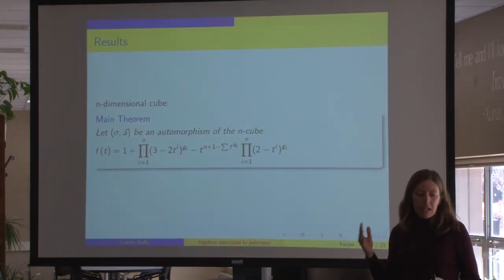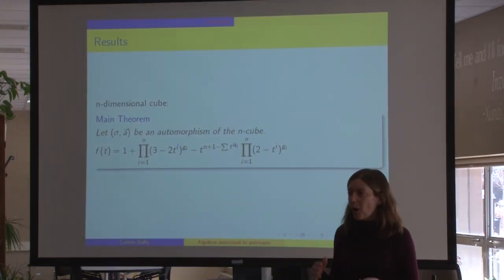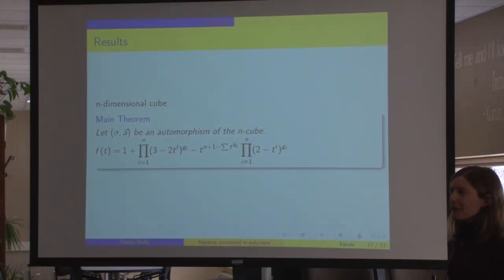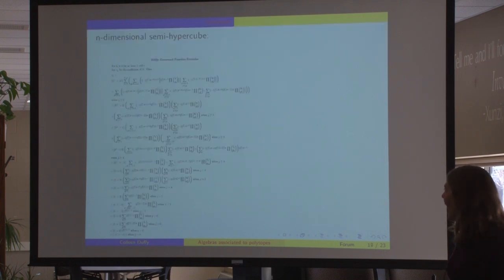And so just to give you an idea of the results that they're getting, this is the part of the talk where maybe only the experts understand, or maybe just I understand. So this was for the cube. That is that f of t function. It's pretty, though. It has these 3 minus 2t terms and these 2 minus t terms. And then the next one maybe is not quite as pretty. For the semi-hypercube, remember I said it was kind of more of a pain. Well, this is 1/2 of the result.